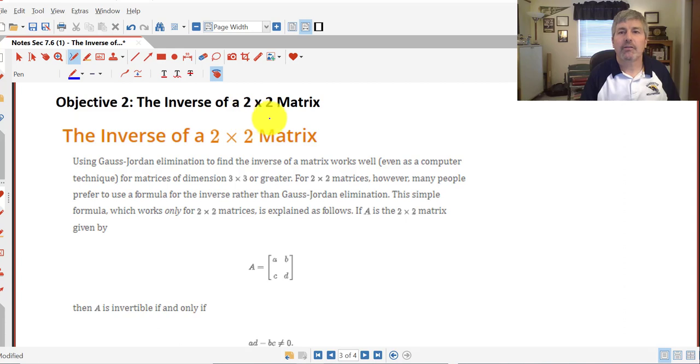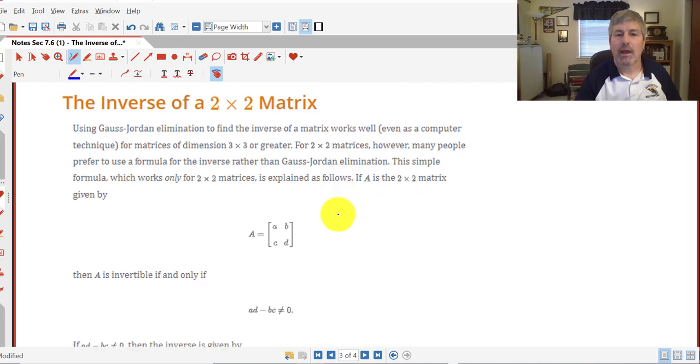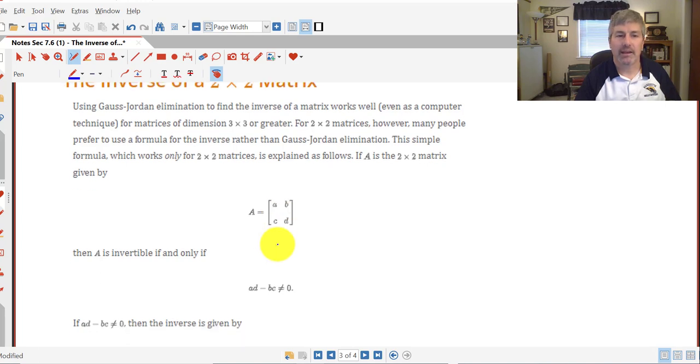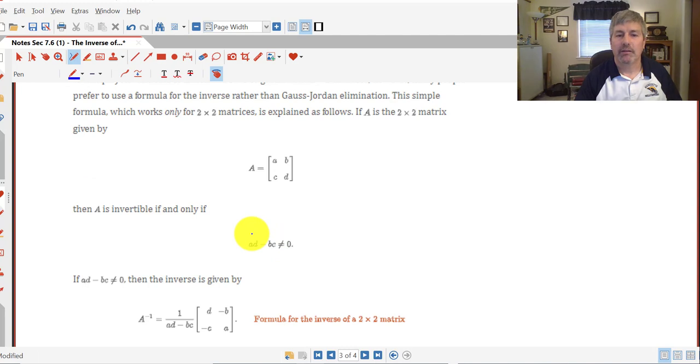Our final objective here is to find the inverse of a 2 by 2 matrix. Using Gauss-Jordan elimination to find the inverse of a matrix works well for matrices of 3 by 3 or greater. For 2 by 2 matrices, however, many prefer to use this formula as it's quick and simple and easy. So if we have a 2 by 2 matrix, matrix A here, think about our positions in rows and columns, and we'll just put our positions as position A, B, C, and D. A is invertible if and only if A times D minus B times C does not equal 0.